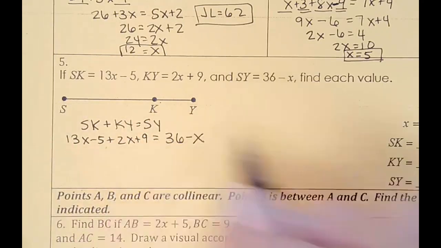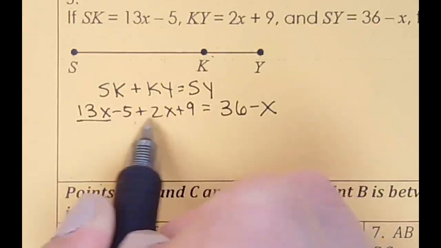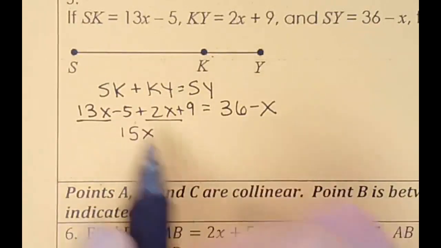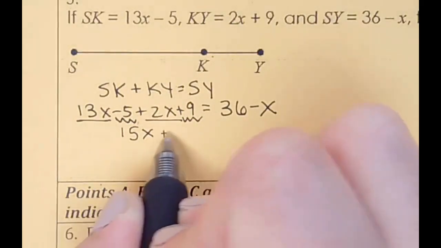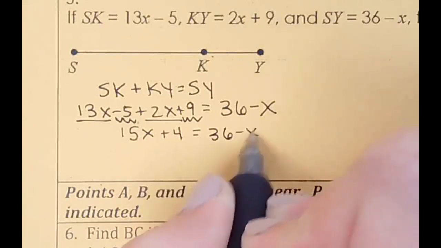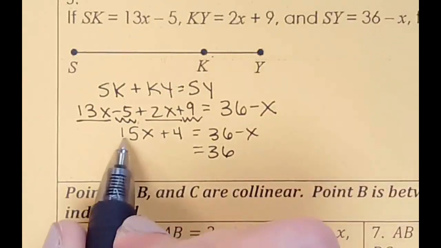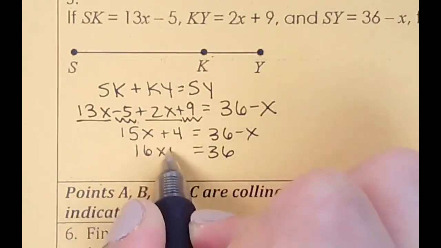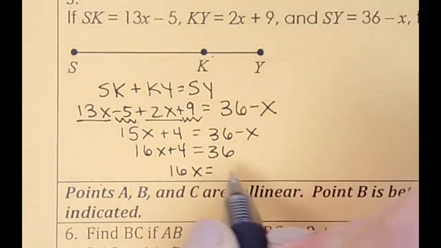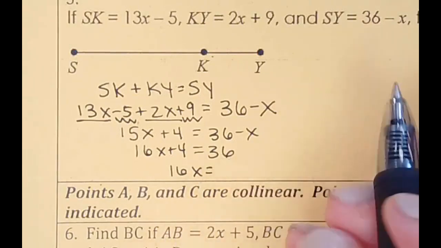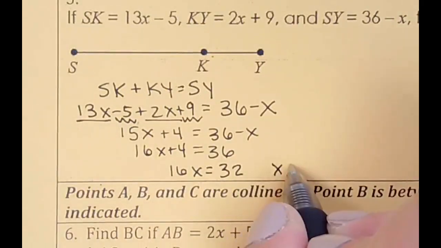Let's combine our like terms. 13x plus 2x is 15x. Negative 5 plus 9 is a positive 4 equals 36 minus x. Add this to both sides out on the right. I have 15x plus 1x, so 16x plus 4. Subtract 4 on both sides, so 16x equals 36 minus 4 is 32. Divide both sides by 16, so x equals 2. So that's what goes over here. X is 2.